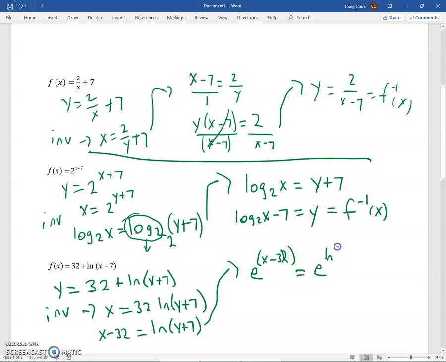Well, e to the ln of y plus 7, we should know by now that that just equals y plus 7. Well, and then when we subtract 7, that will give us y, which is f inverse.